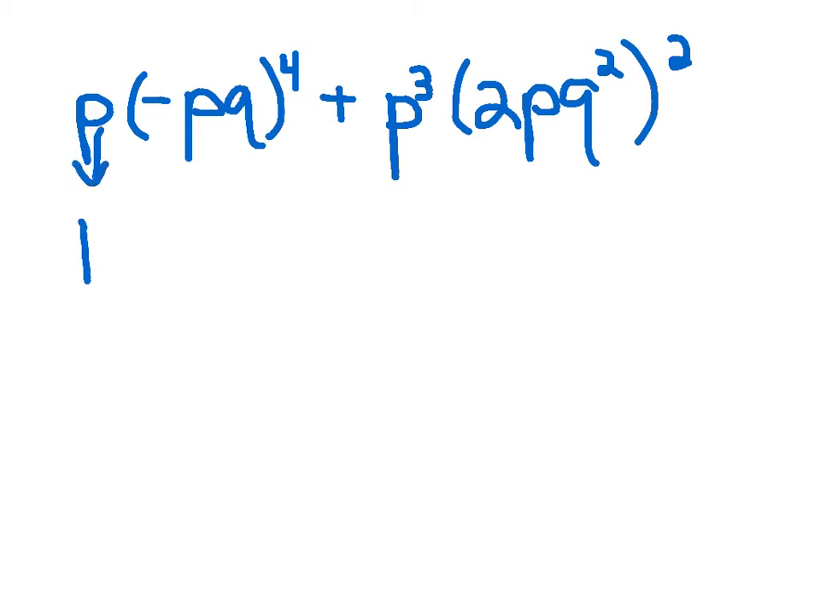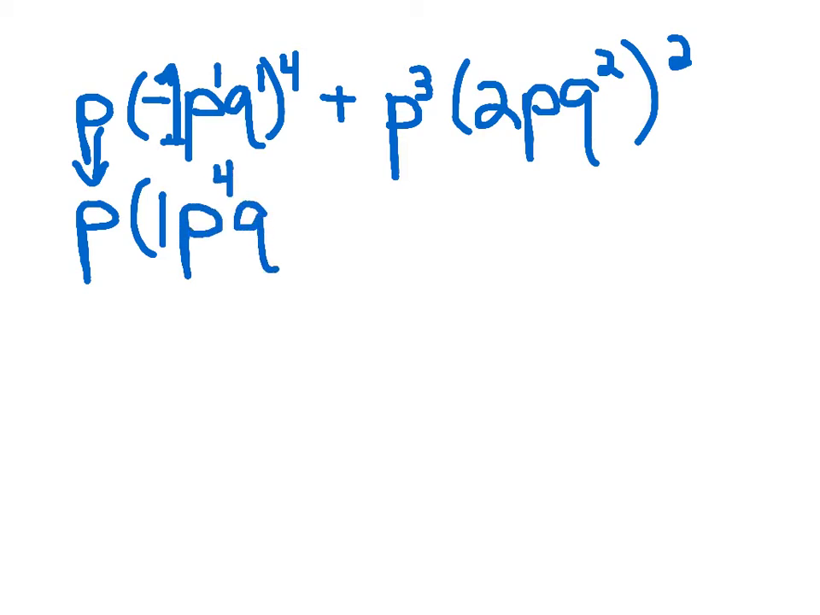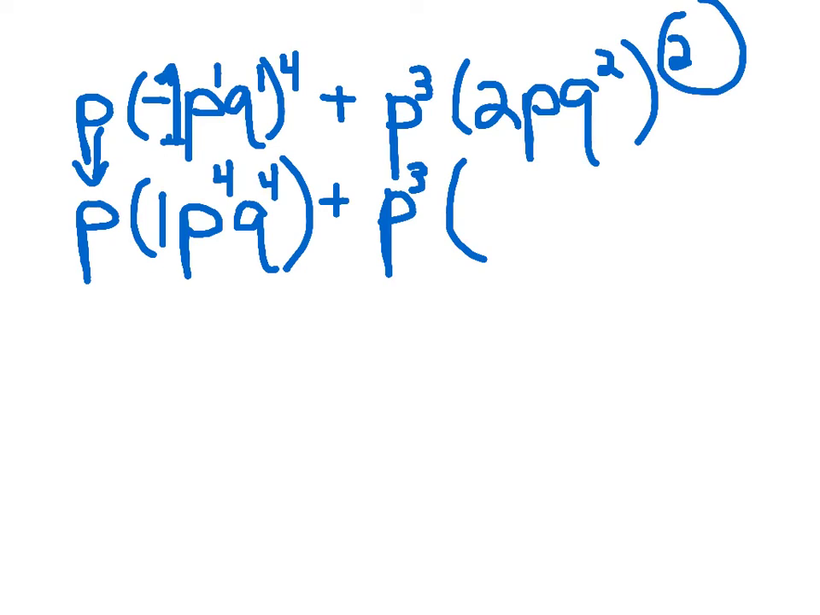This is not affected, so that's going to come down. I'm going to raise my coefficient, which is negative 1. Sorry for the weird one. Negative 1 to the 4th power is positive 1. I'm going to multiply my exponents because I'm doing powers. So it's p to the 4th, q to the 4th. Now again, I'm not going to touch this because I first need to take care of my exponent. I raise 2 to the 2nd power, giving me 4, and then I multiply my exponents. p to the 2nd, q to the 4th.